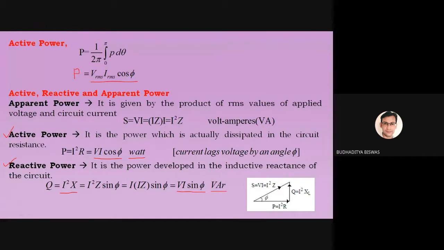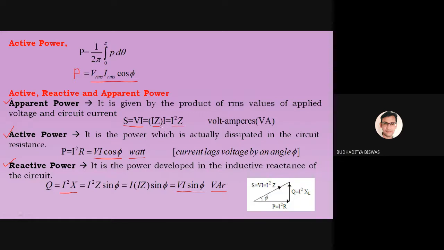Come to another thing, which is called the apparent power. What is the meaning of this apparent power? First, let me tell you the definition. It is given by the product of the RMS values of the applied voltage and the circuit current. That's all. So S equals Vrms into Irms, just like in DC. Now if you replace the values, because we know that V equals I into Z, so I into Z into I, or I square Z.